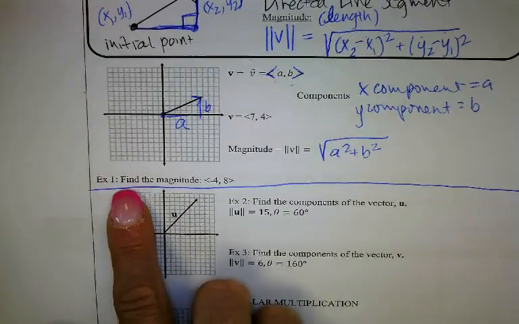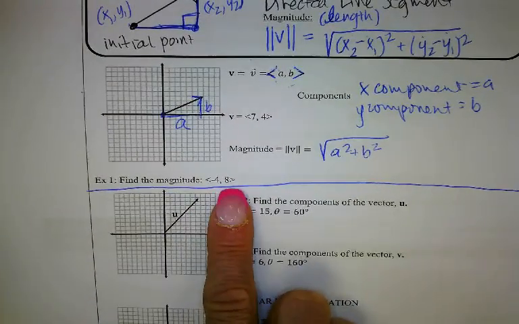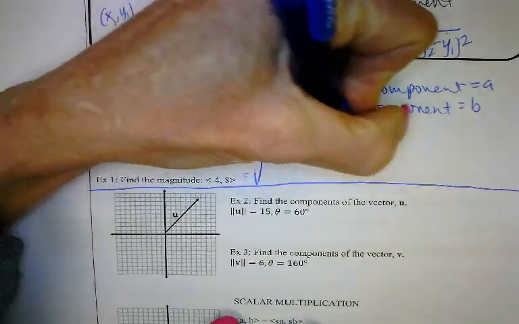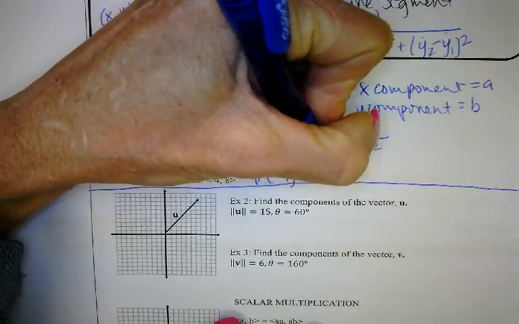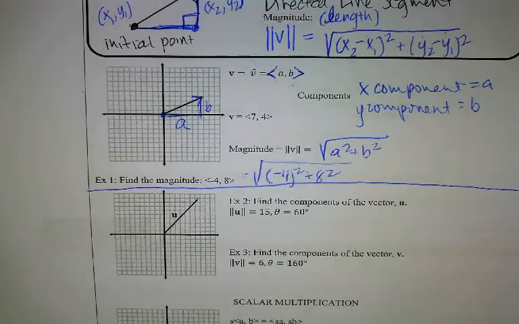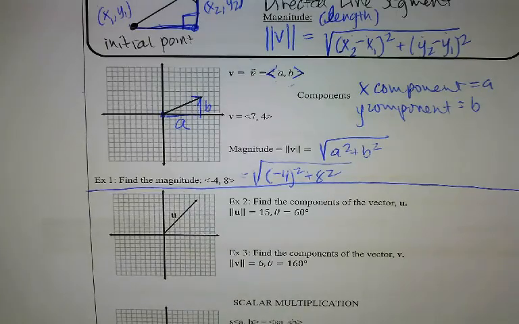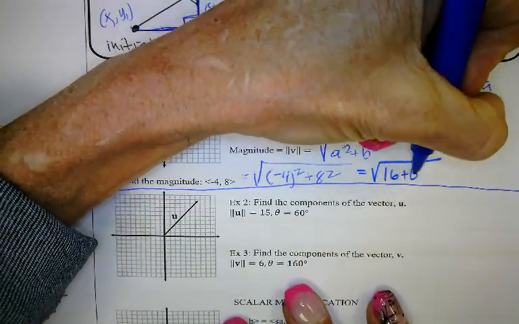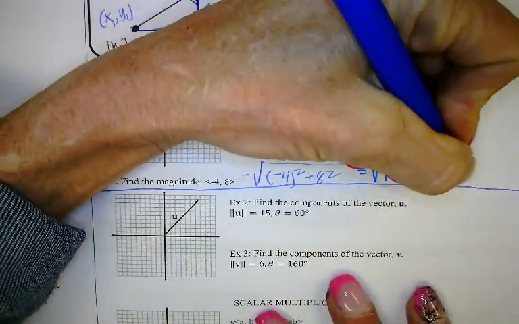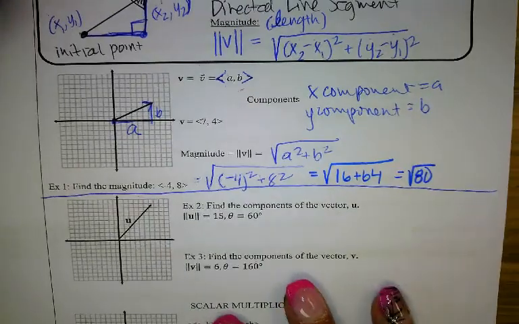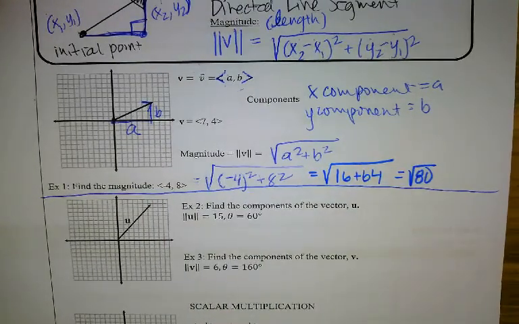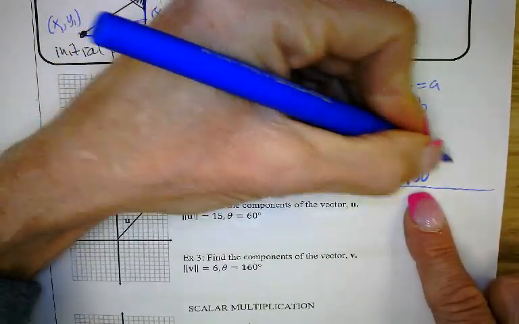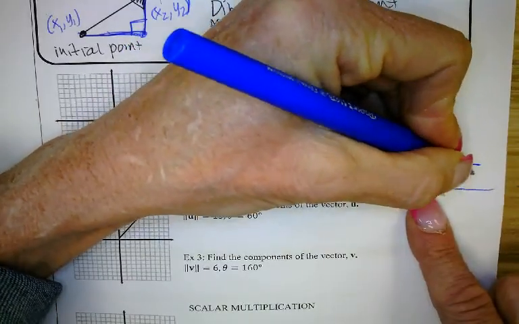I want to find the magnitude of the vector <-4, 8>. To find its magnitude, I am just going to take the square root of (-4) squared plus 8 squared. Well, a negative squared is a positive, so that's 16 plus 64 under the square root. That's the square root of 80. If they asked you to estimate it, you'd give me a decimal. If they don't say estimate it, then you need to simplify it. 80 is the same as 16 times 5, so this would be 4 radical 5 as the exact answer.